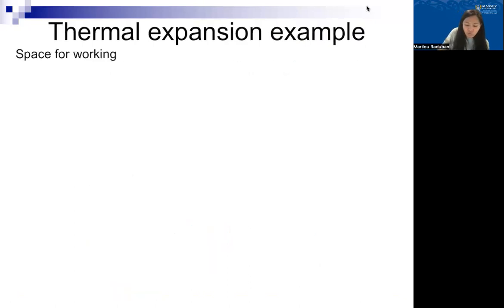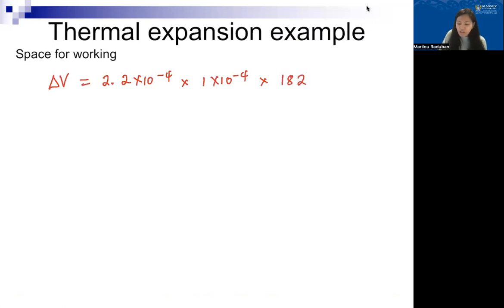So therefore, we can solve for our change in volume, which is the coefficient of volume expansion, 2.2 times 10 to the minus 4, times the initial volume, 1 times 10 to the minus 4, times the change in temperature, which we've sorted out to be 182. So your change in volume will be 4.004 times 10 to the minus 6 cubic meters.